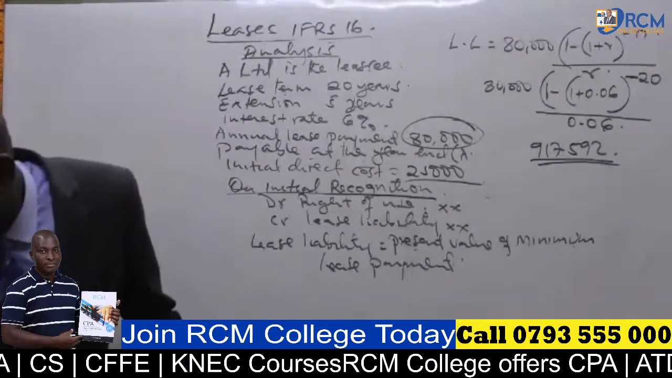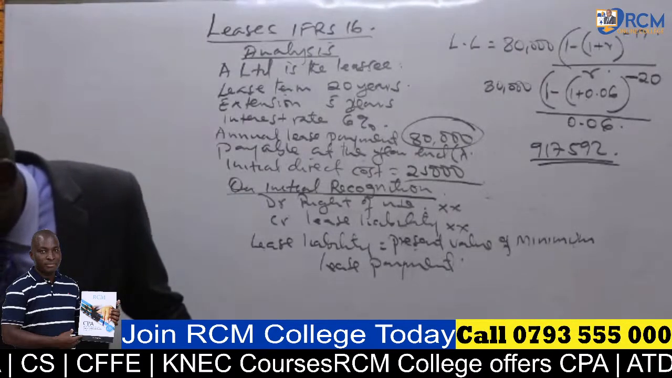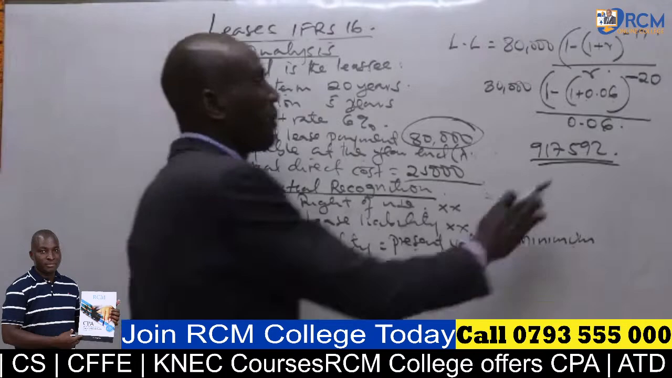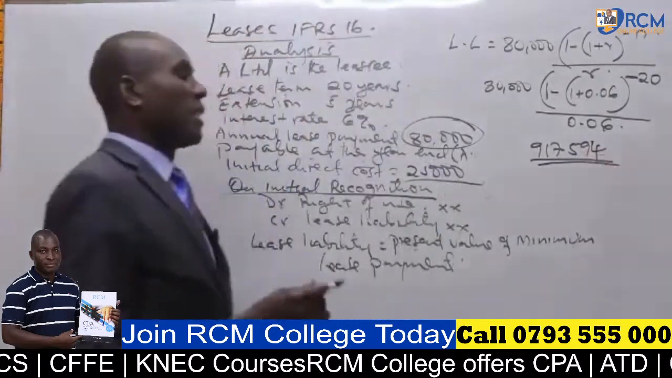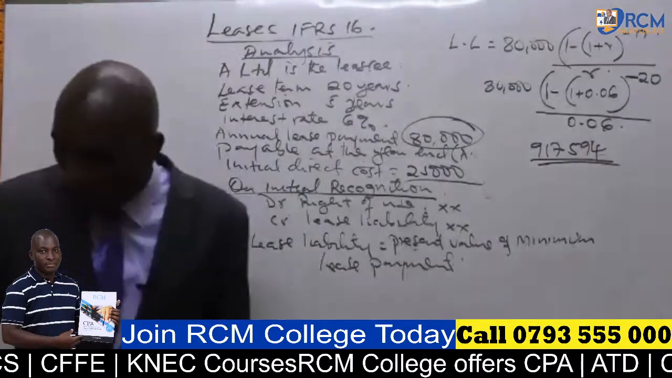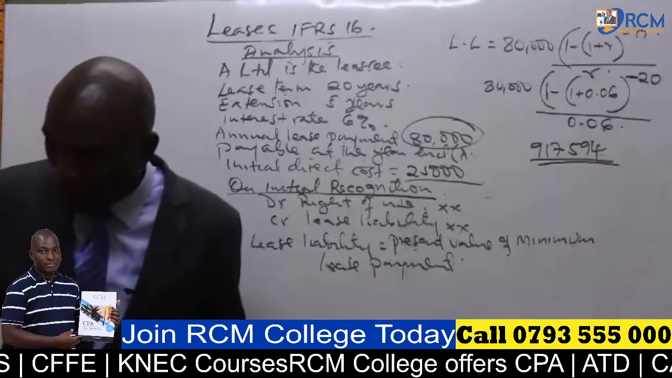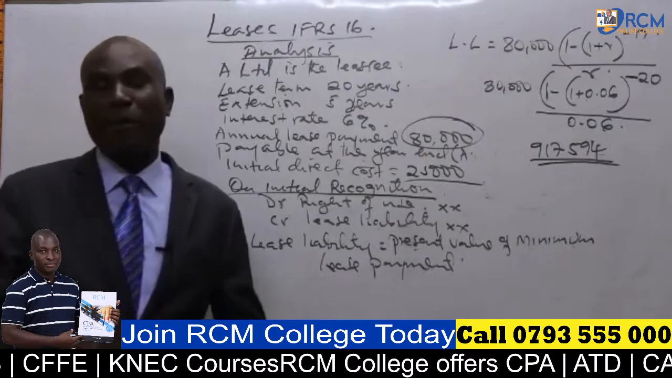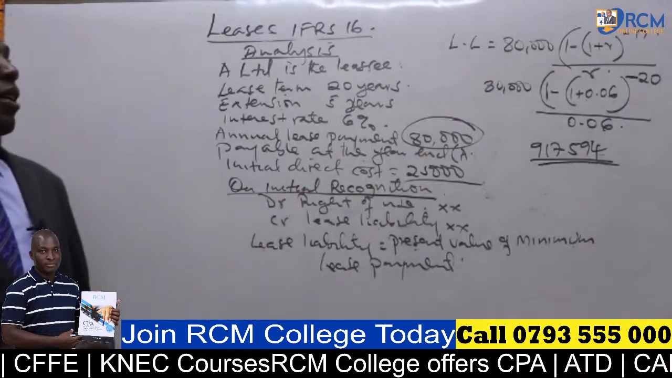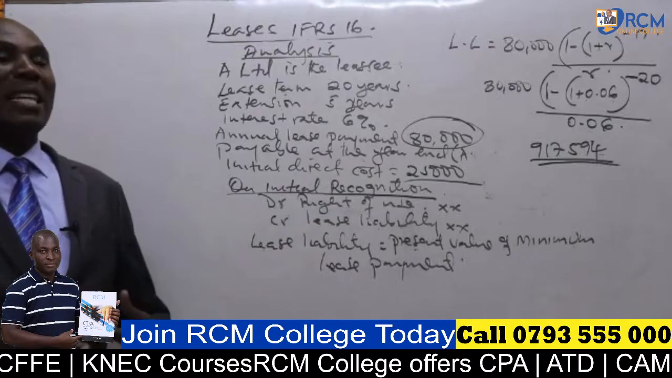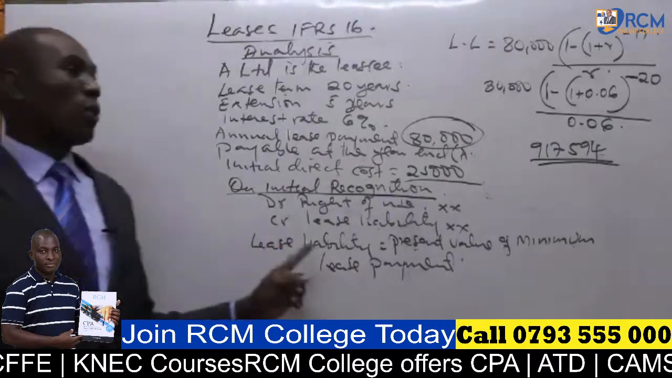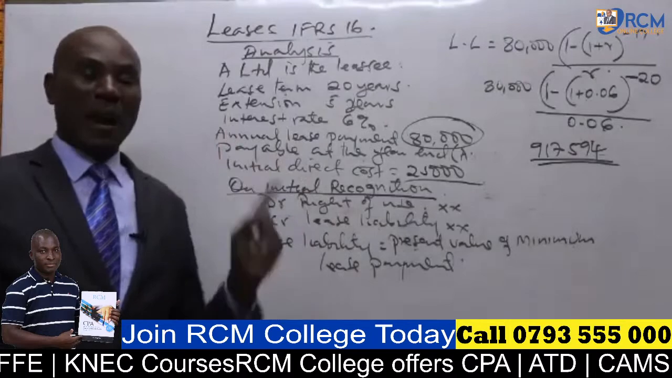Lease liability. I can see 93 point. Therefore, we can put 4. Let's round off to 917,594. I'm rounding off because I'm seeing many of you say 93.7. Therefore, I'm rounding off to 917,594. That is our present value, which is the lease liability.